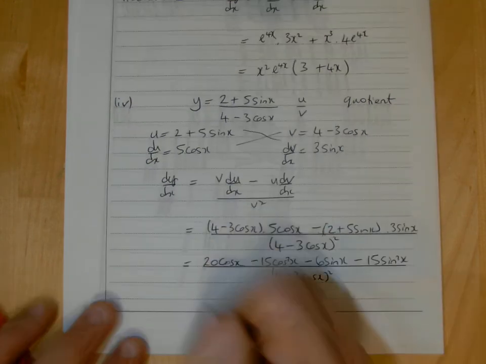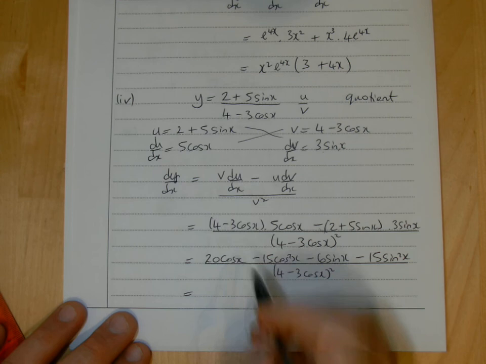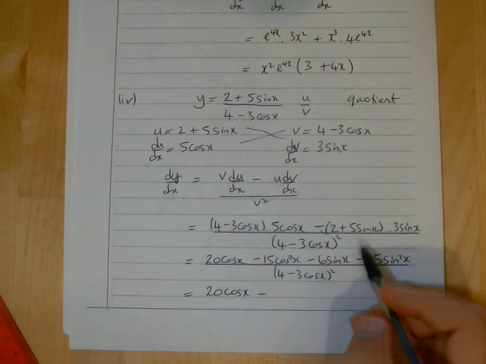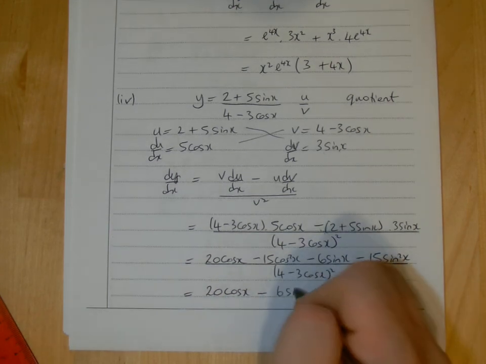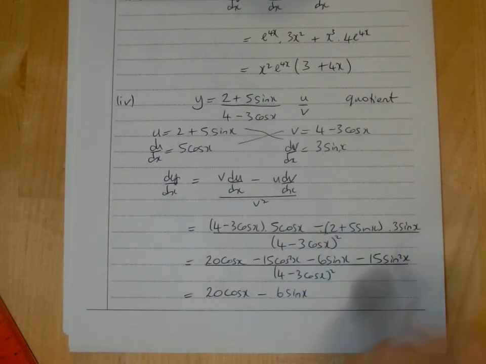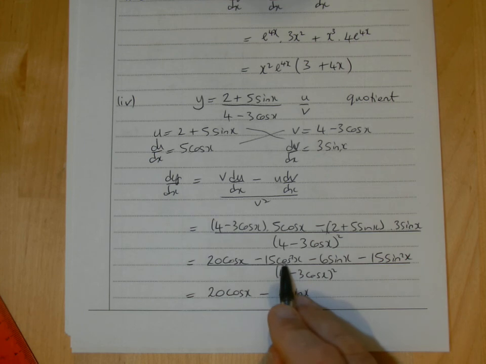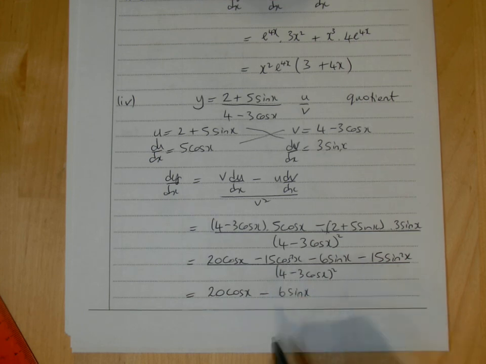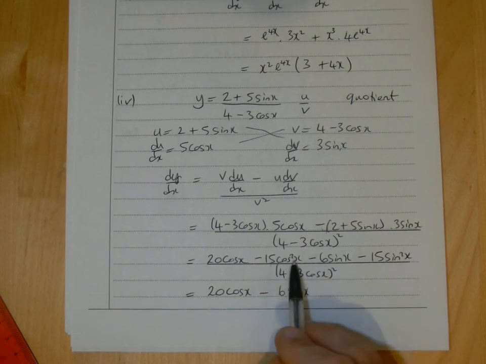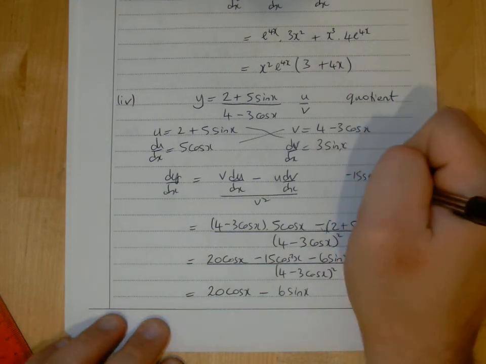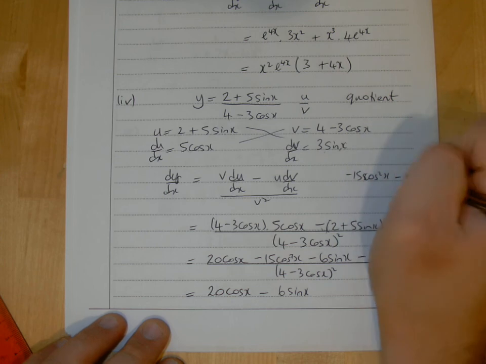Now what I want you to notice then, 20 cos x minus 6 sin x. Put these two together. Now, when you put these two together, I want you to see you've got minus 15 cos squared x minus 15 sin squared x. Now I want you to factorize them. I want you to appreciate minus 15 cos squared x minus 15 sin squared x. I haven't got much room down here, so I'll write it up here. So I've got this when I put them together.